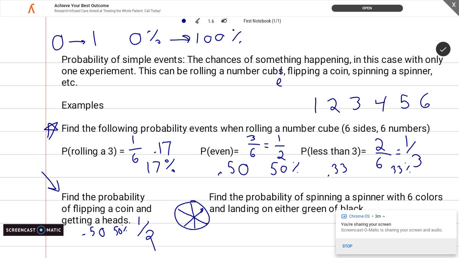And the last one here, we want to find the probability of spinning a spinner with 6 colors and landing on either green or black. So let's say this one is green and this one is black. There are 6 total pieces here, we know that. And we want either green or black. We'd be happy with either one, is what we're trying to say here. So there are 2 possibilities that we want out of the 6, and we can reduce that fraction to 1/3. What this is saying is every 3 times you spin this wheel, you're going to land on either green or black 1 time. So when you spin it, you have a 1 out of 3 chance of getting the outcome that you want.